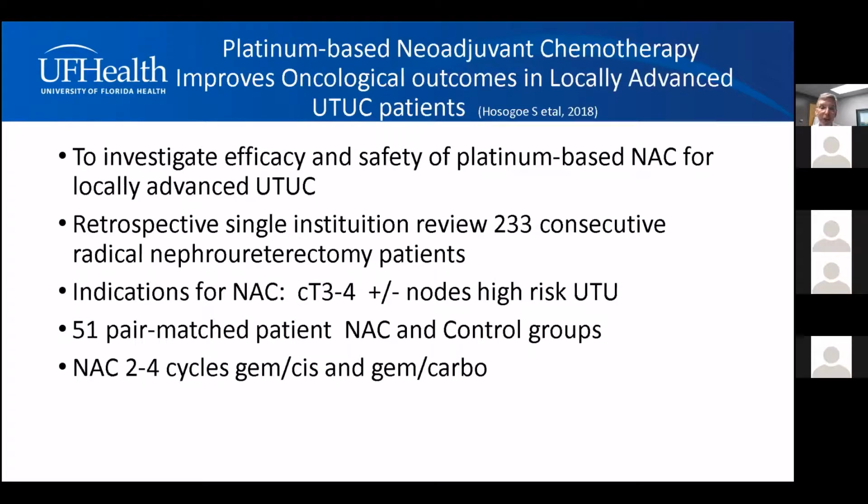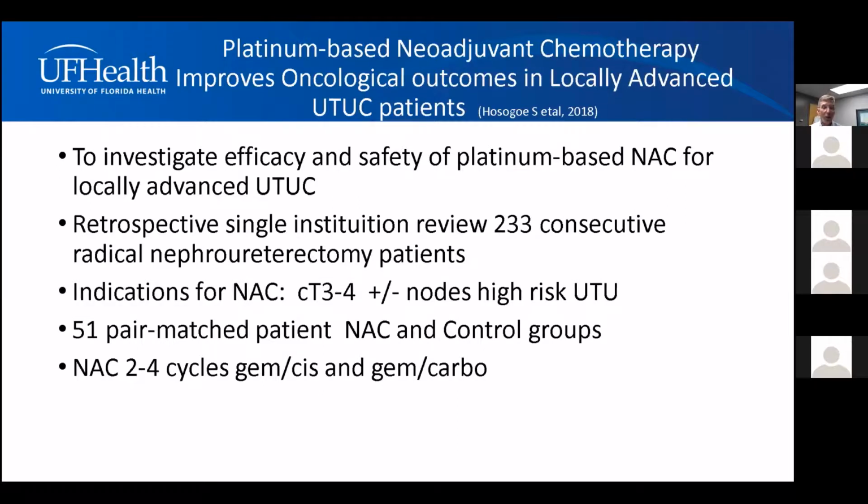So this actually demonstrated that platinum-based neoadjuvant chemotherapy improves oncologic outcomes in locally advanced cancers. They investigated the efficacy and safety of platinum-based neoadjuvant therapy in locally advanced urothelial cancer. It was a retrospective single study, but it was a good number of patients. That's the reason I thought this was interesting to present. And the indications for neoadjuvant therapy were T3, 4, with and without nodes, higher risk. So I chose this study because of that previous work.